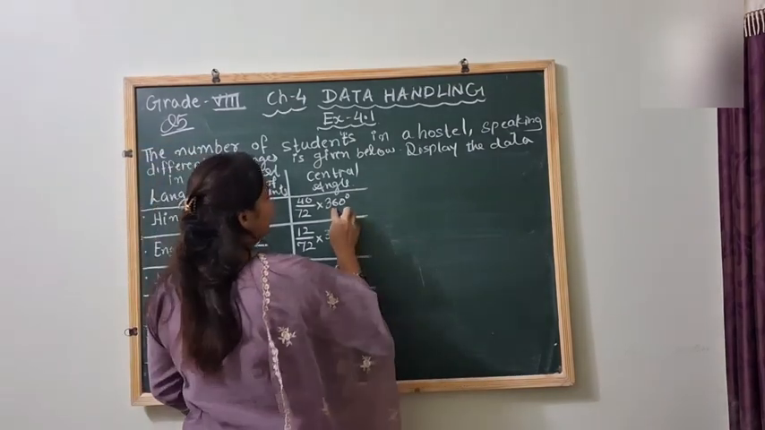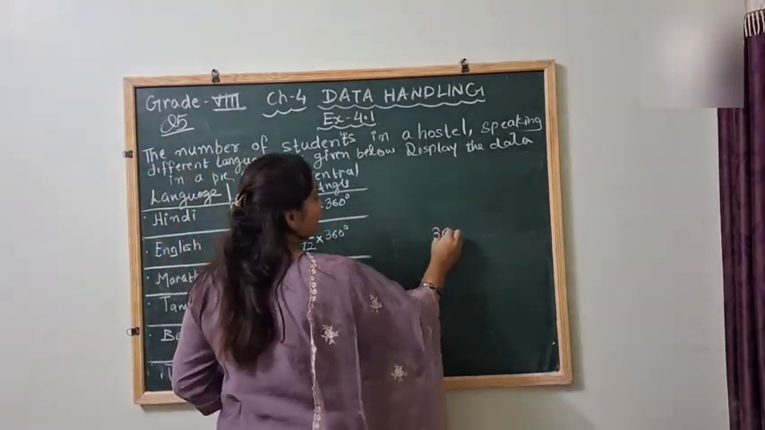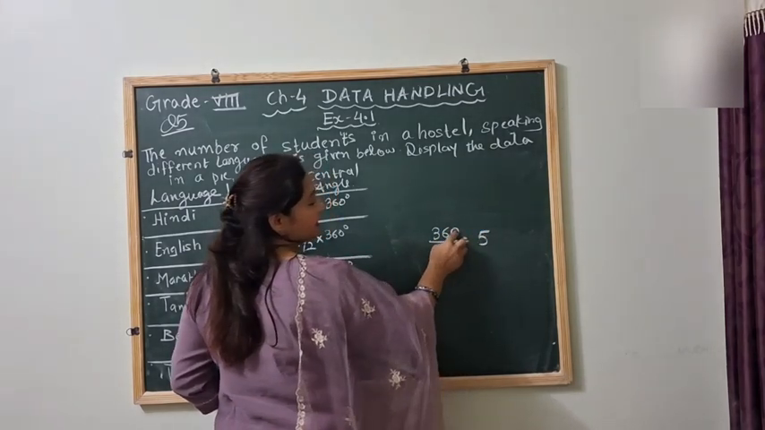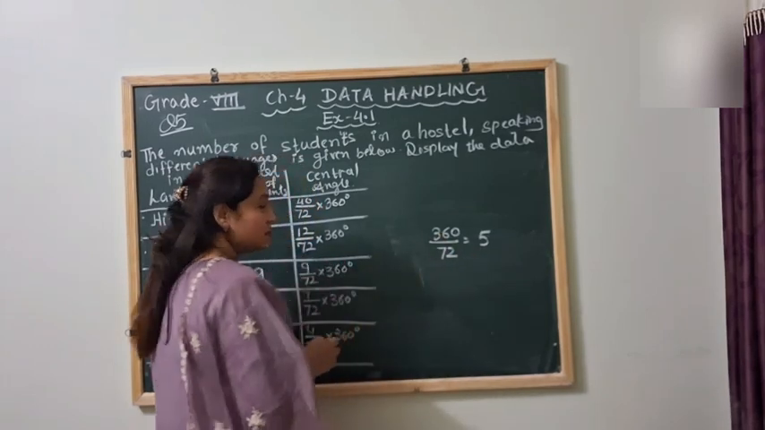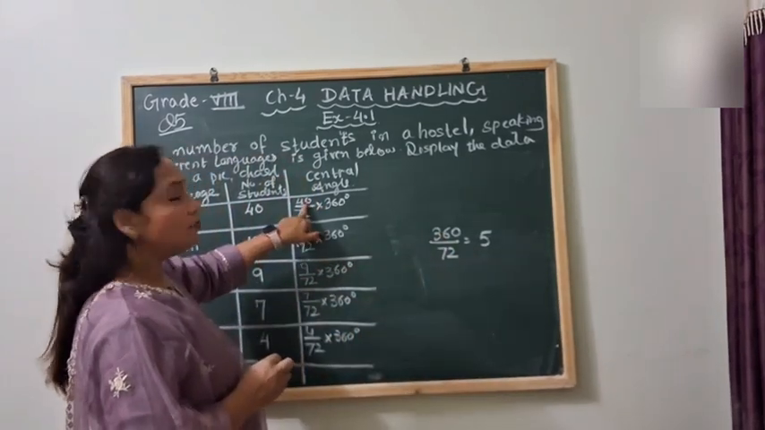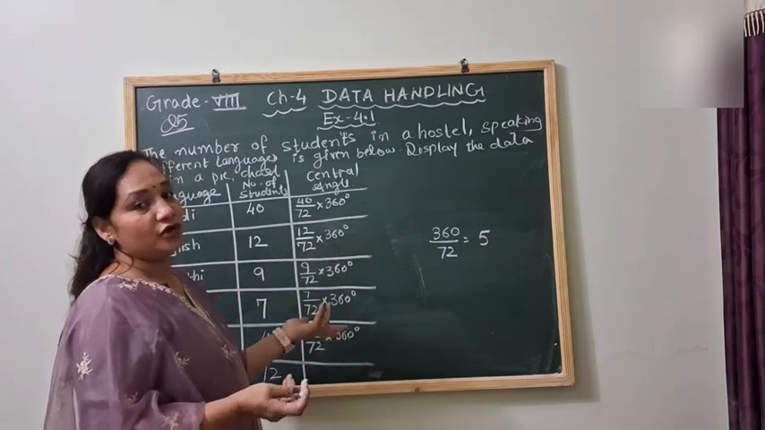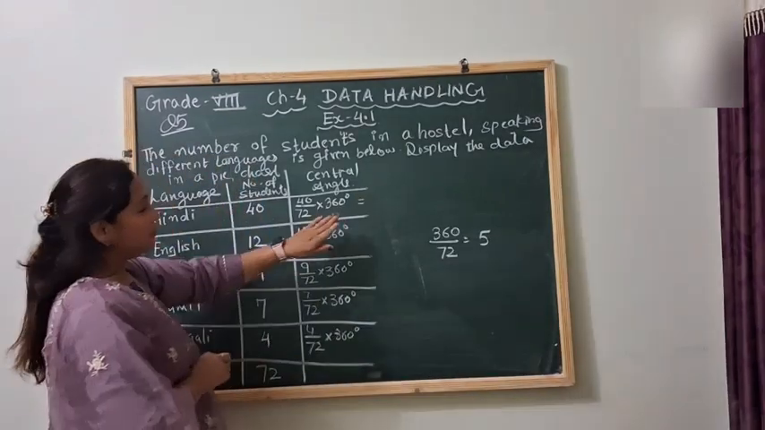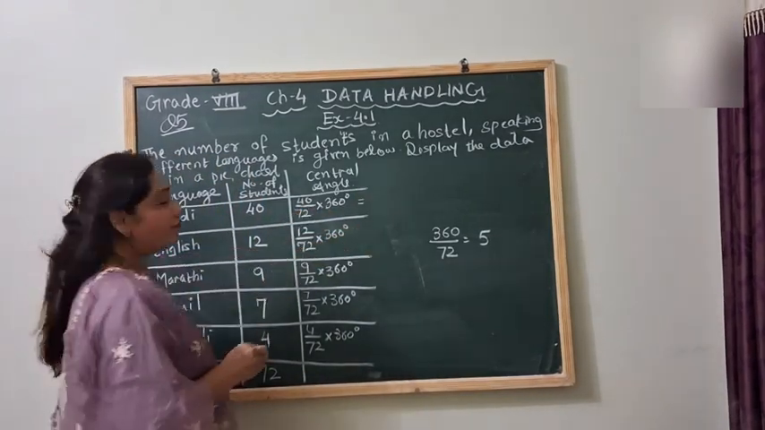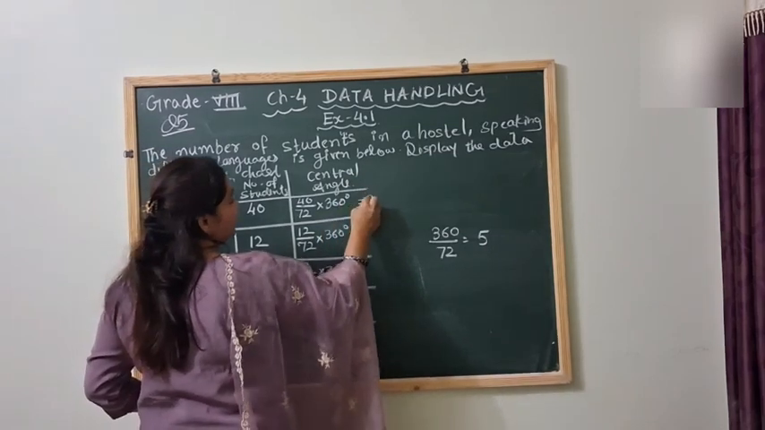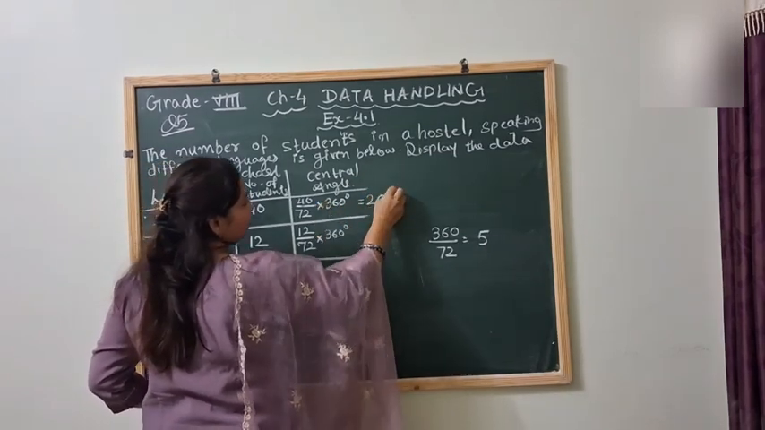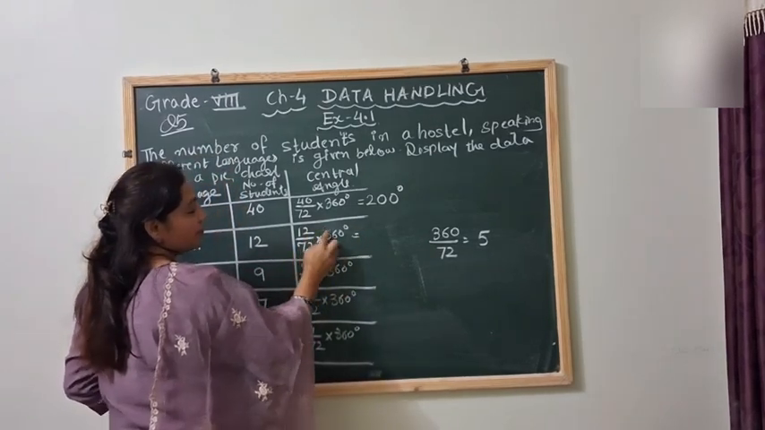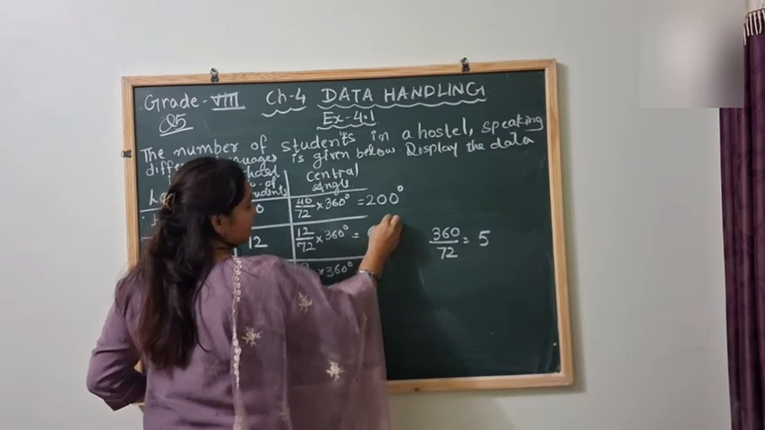Like 360 and 72. If you divide 360 by 72, it will be 5: 5 twos are 10, 5 sevens are 35, 36. So multiply each numerator by 5 and you get your central angle. First, 40 into 5: 4 fives are 20 and one more 0, that is 200 degrees. Then 72 fives are 360, so 12 fives are 60 degrees.